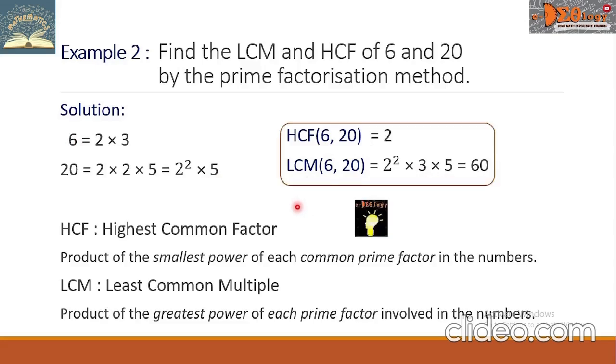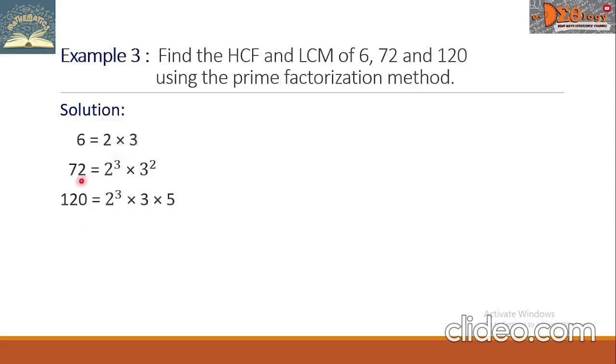Example 3. Find the HCF and LCM of the numbers 6, 72, and 120 using the prime factorization method. We write the three numbers in here, then we write the corresponding prime factors. For number 6, we have 2 times 3. For 72, we write 2 cubed times 3 squared. For 120, the answer is 2 cubed times 3 times 5.